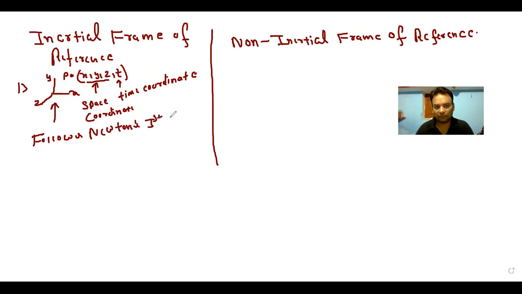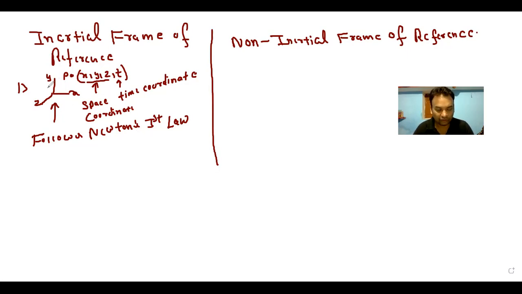Newton's first law. Newton's first law tells us that we can find a reference frame relative to which a body remains at rest or in uniform motion along a straight line when no net external force acts upon it.